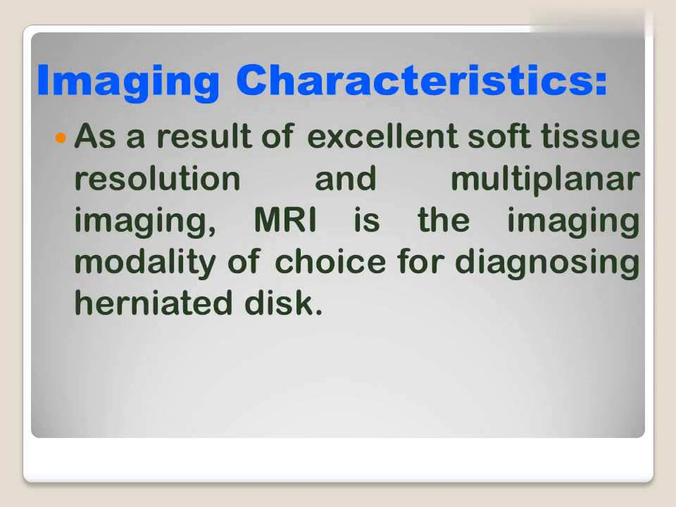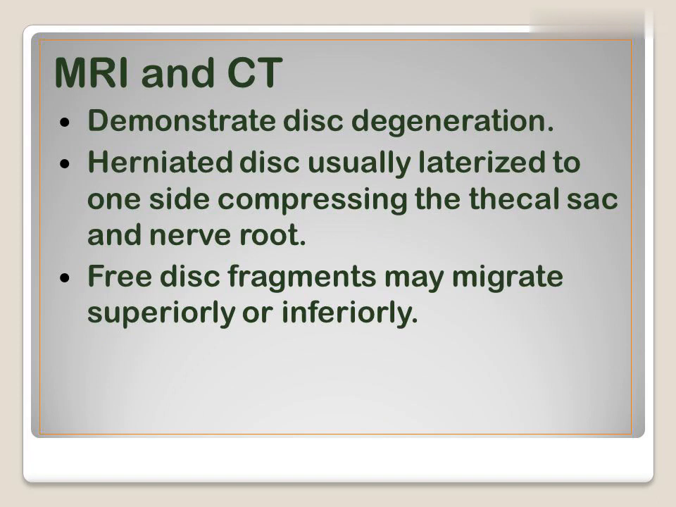Imaging characteristics. As a result of excellent soft tissue resolution and multiplanar imaging, MRI is the imaging modality of choice for diagnosing herniated disc. MRI and CT demonstrate disc degeneration. Herniated disc usually lateralized to one side, compressing the thecal sac and nerve root. Free disc fragments may migrate superiorly or inferiorly.